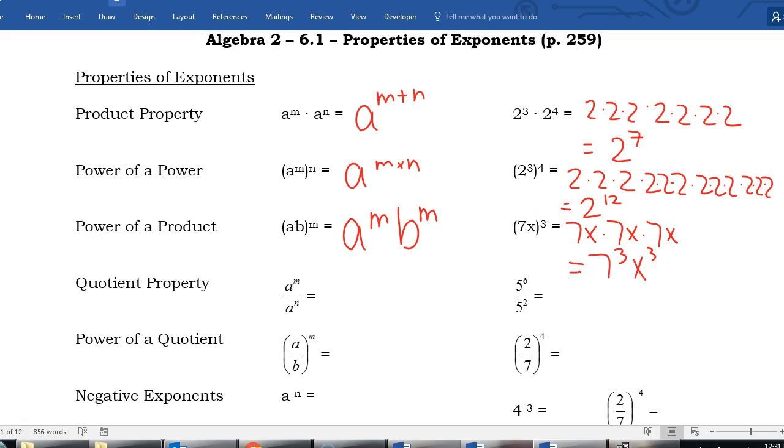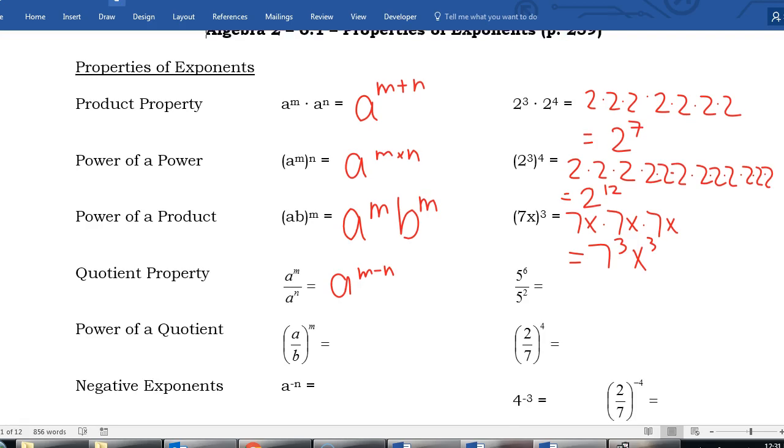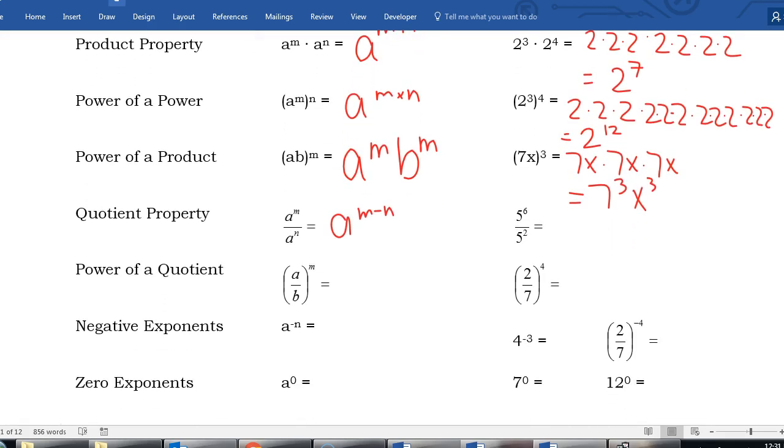The quotient property says a to the m divided by a to the n would be equal to a to the m minus n. Your base stays the same. Whatever your powers are gets subtracted. So I'm going to try to write this one out in expanded form as well.